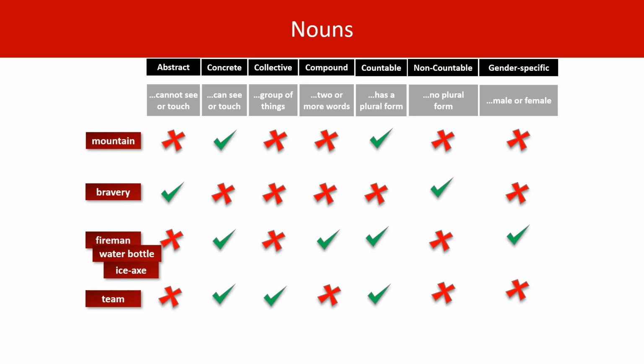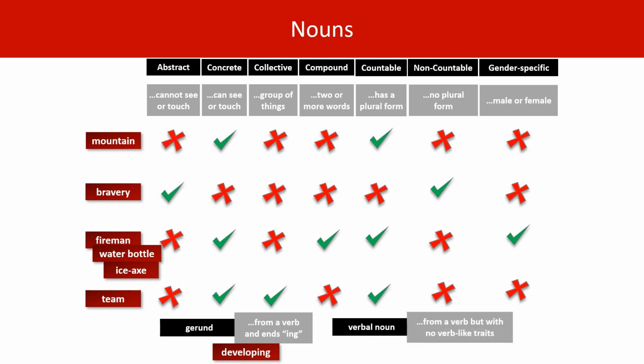Now there are 2 other common types of noun, but they're a bit too technical for this video. A noun can be a gerund, and that's a noun formed from a verb, and it ends ing. For example, developing, from the verb to develop. And you can have a verbal noun, and that's also formed from a verb, but it has no verb-like traits like a gerund does. For example, development, also from the verb to develop.